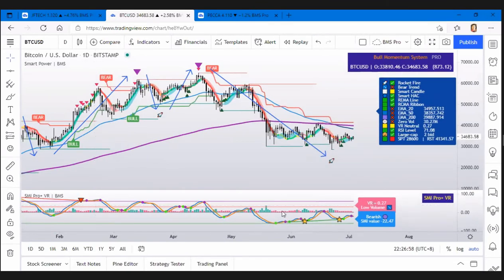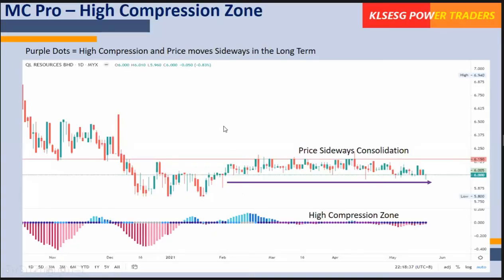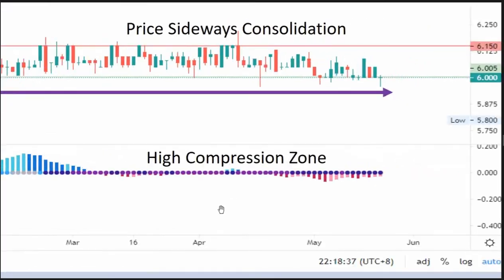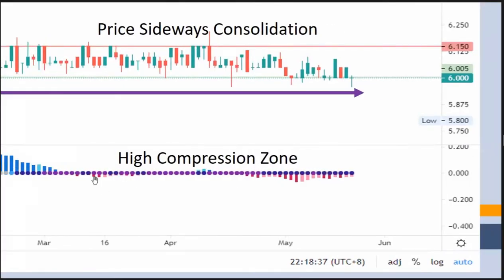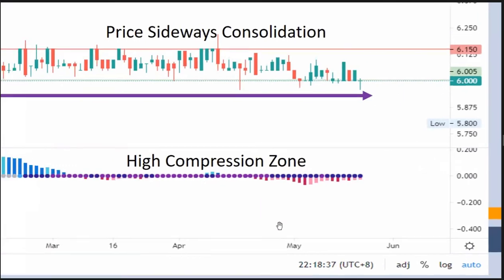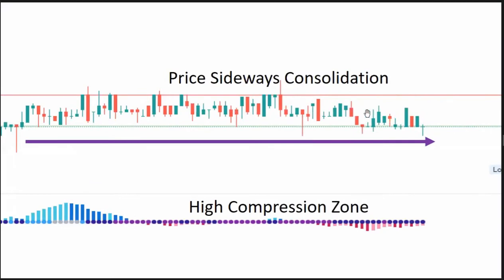Okay, next we move on to this, which is also on MC Pro. Now, when the price is going sideways or in accumulation, you will see the dots like that. This is called the high compression zone. There's no fire up or fire down. It's just purple and blue color dots. This tells you that the price is in a sideways, very tight consolidation. There's no room for the candles to move around on a straight line.